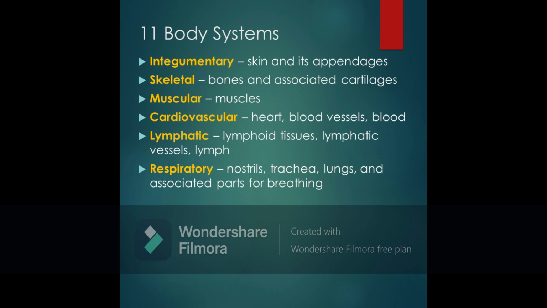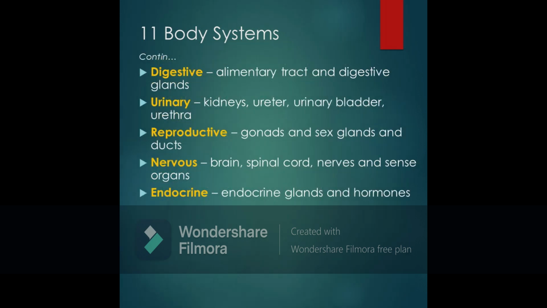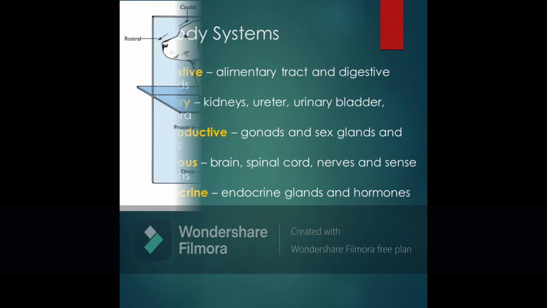Lymphatic system, which is composed of the lymphoid tissues, lymphatic vessels, and the lymph. The respiratory system, which is composed of the nostrils, trachea, lungs, and associated parts for breathing. The digestive system, which is composed of the alimentary tract and digestive glands. The urinary system, which is composed of the kidneys, ureters, urinary bladder, and urethra. The reproductive system, which is composed of the gonads, the accessory sex glands, and ducts. The nervous system, which is composed of the brain, spinal cord, nerves, and sense organs. And the endocrine system, which is composed of the endocrine glands.